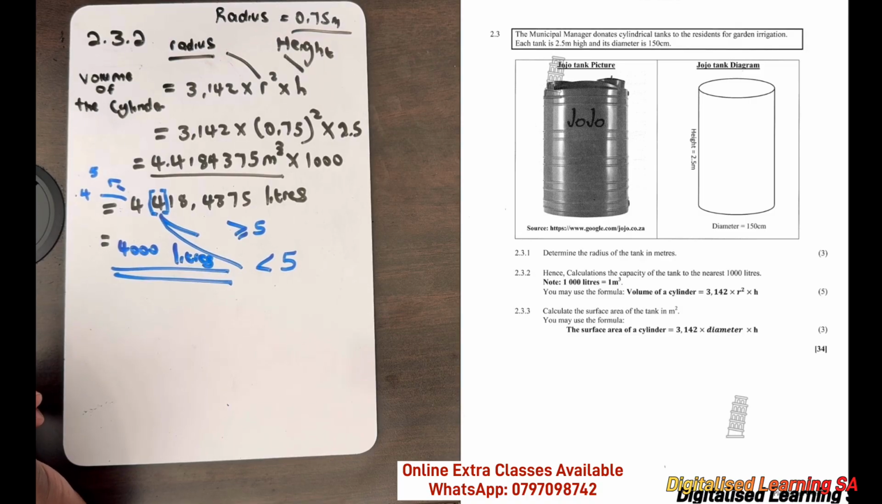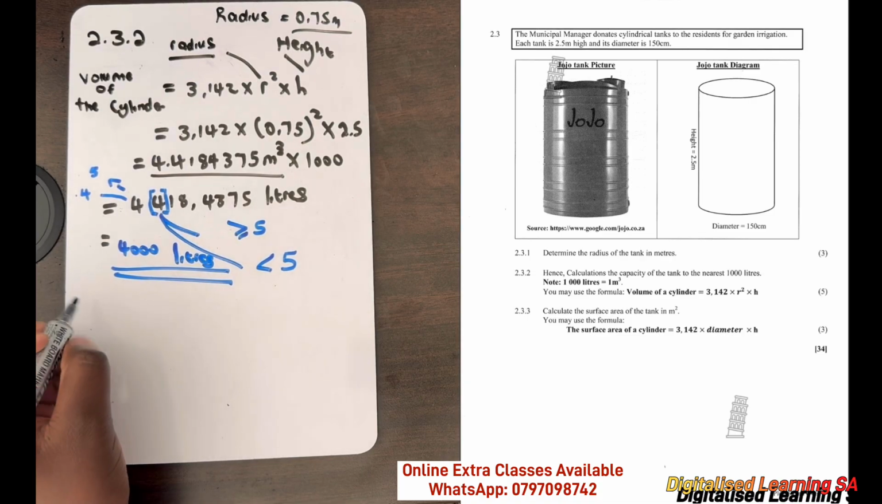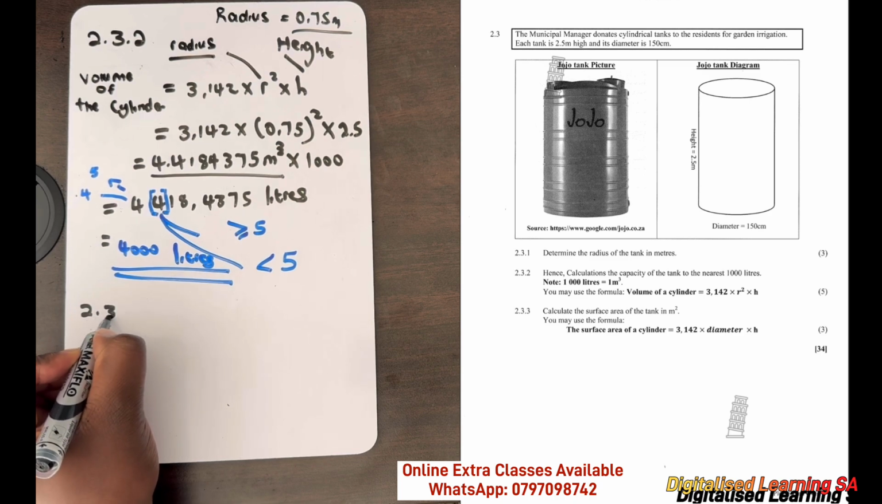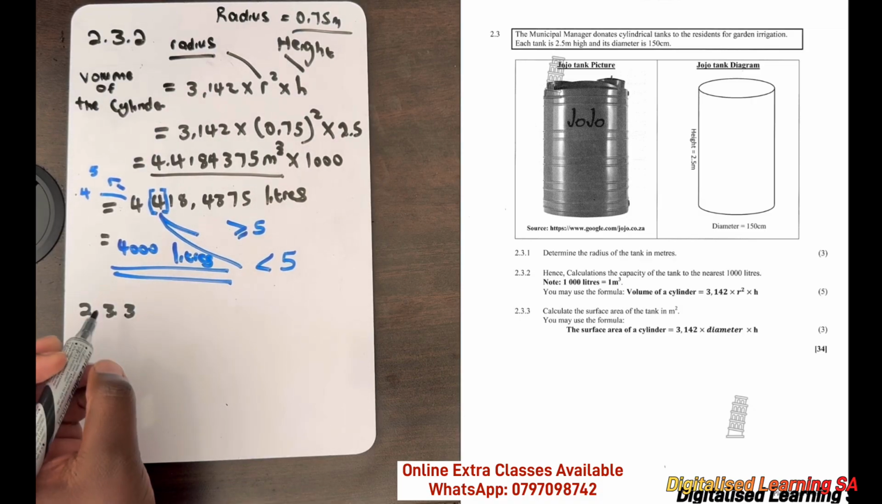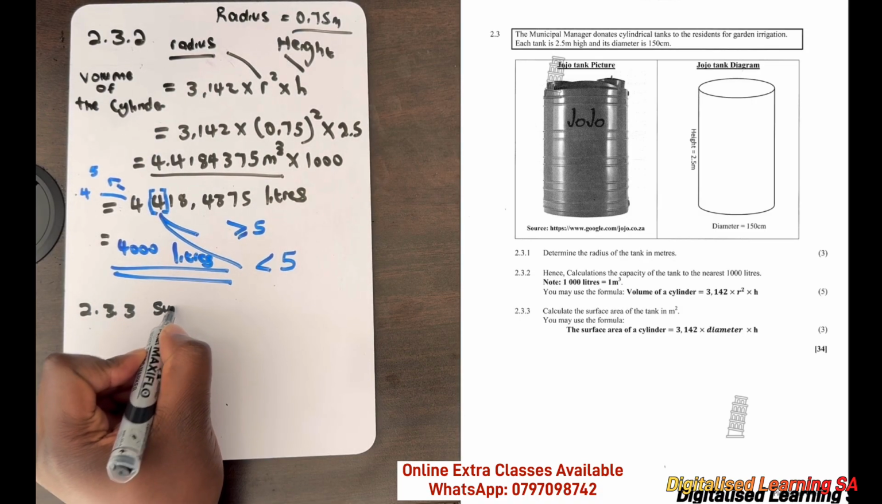Okay, so now let's move to the last question for 2.3. We will move to question 2.3.3. Question 2.3.3 says: calculate the surface area of the tank in square meters. So even here we are given the formula. So we are calculating the surface.